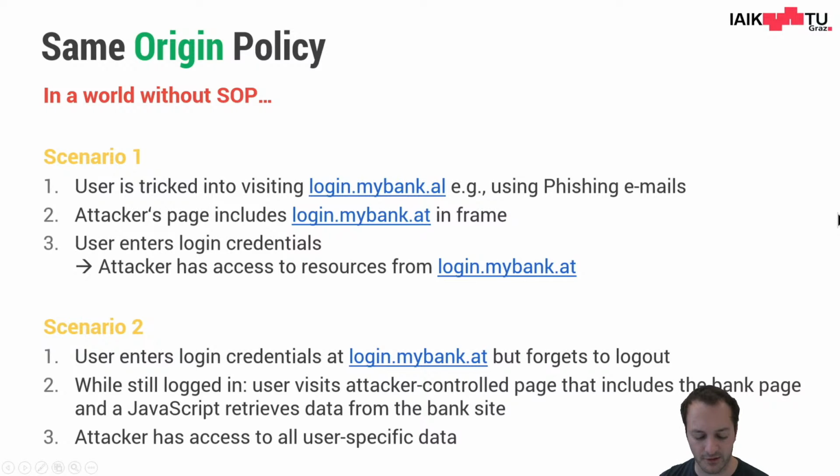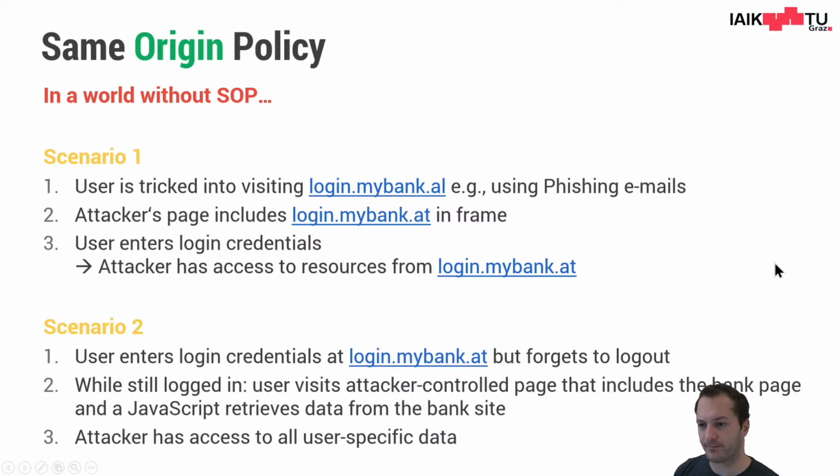So the attacker controlling login mybank AL would just apply a keylogger, for instance, include JavaScript that features a keylogger and access the data in that frame. That would work if there was no same origin policy, because the same origin policy would actually see, hey, these two origins differ, and it will not be possible for the origin login mybank AL to access the data of an iframe that's loaded, for instance, from that domain. That would just not work and would be blocked by the same origin policy.